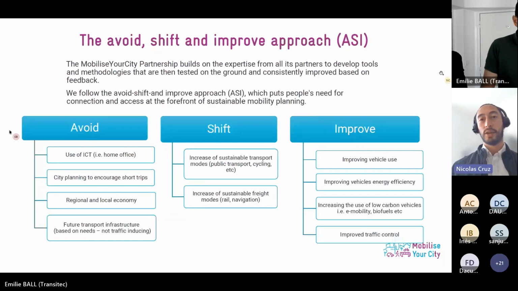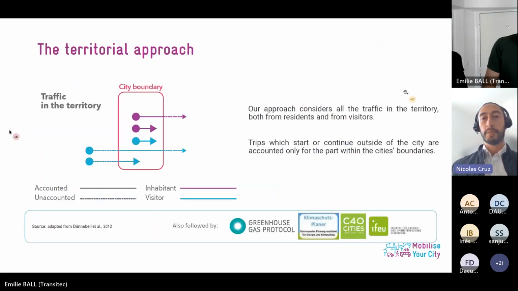So this is the theory, and this is all framed in this avoid, shift, and improve approach, because at the end, what we want to promote in the action plans of the SUMPs are related to avoiding more traffic or trips in general, shifting towards more sustainable modes of transport, or improving the technologies or the management of the system to make it more efficient. And this is important because this is directly related to the data that we include in the inventory, but also in the scenarios that we create when we try to project the emissions in the business as usual scenario and in the SUMP scenario. So this is just a technicality, but I think it's important.